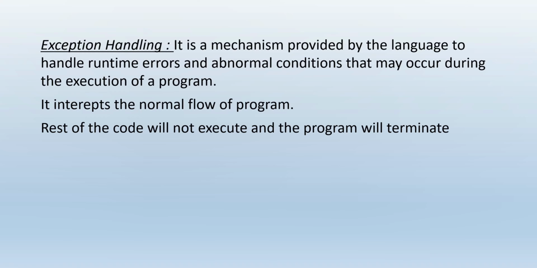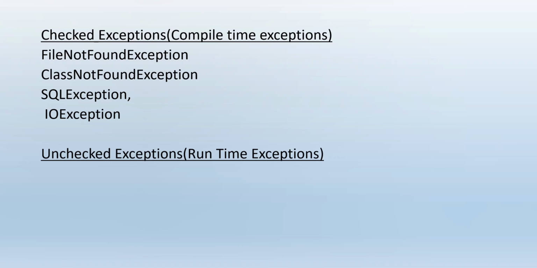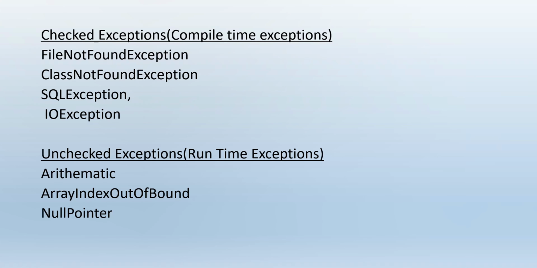There are two types of exceptions: one is the checked exception, the other is the unchecked exception. Checked exceptions are compile time exceptions, and unchecked exceptions are runtime exceptions. Examples of checked exceptions are file not found exception, class not found exception, SQL exception, and IO exception. Unchecked exceptions are runtime exceptions, such as arithmetic exception, array index out of bound, null pointer exception, and so on.